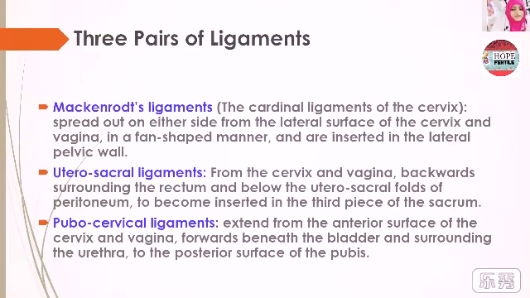Mackenrodt's ligaments, these are the cardinal ligaments of the cervix, spread out on either side from the lateral surface of the cervix and vagina. They are fan-shaped and are inserted in the lateral pelvic wall. And uterosacral ligaments, these run from the cervix and vagina backwards surrounding the rectum and below the uterosacral folds of peritoneum to become inserted in the third piece of the sacrum. Pubocervical ligaments, these extend from the anterior surface of cervix and vagina forwards beneath the bladder and surrounding the urethra to the posterior surface of pubis.